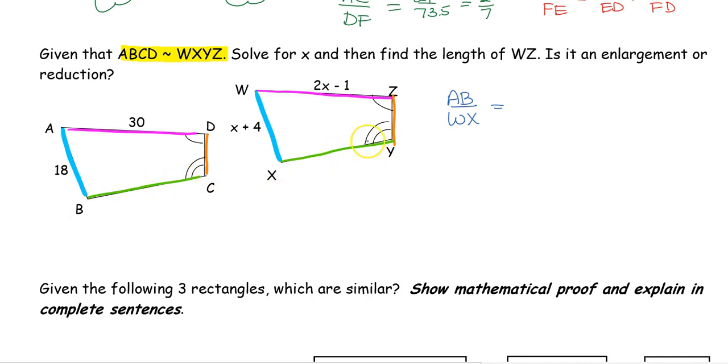Well, BC we don't know anything, XY we don't know anything, so we don't have to write that out. DC we don't know, YZ we don't know. But I do also know that AD is corresponding to WZ.